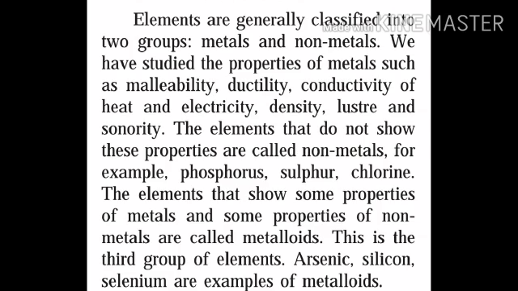The elements that do not show these properties are called non-metals. For example, phosphorus, sulfur and chlorine. The elements that show some properties of metals and some properties of non-metals are called metalloids. This is the third group of elements. Arsenic, silicon, selenium are examples of metalloids.